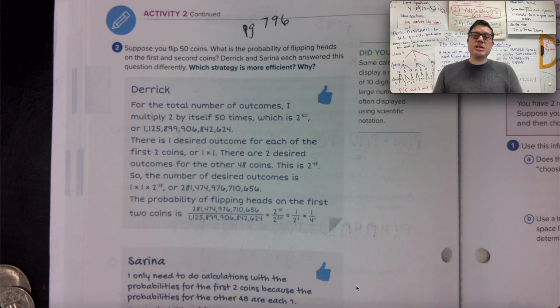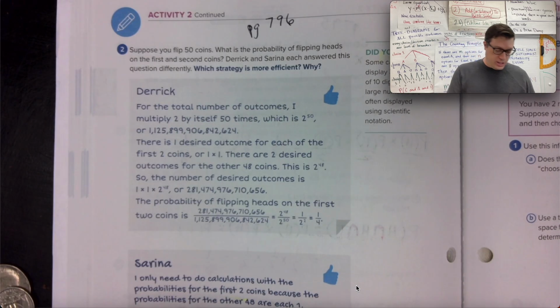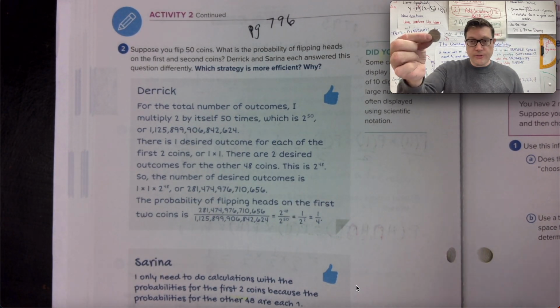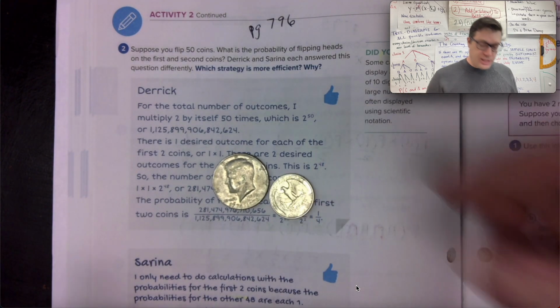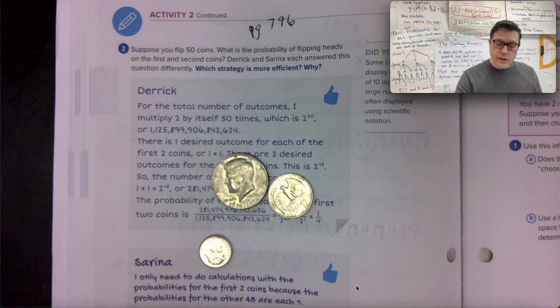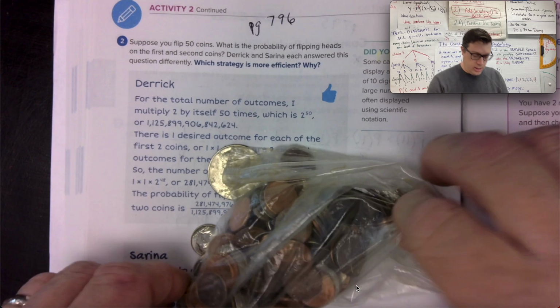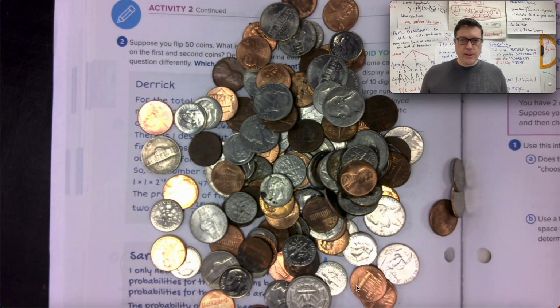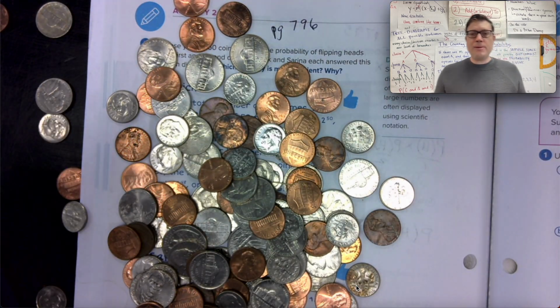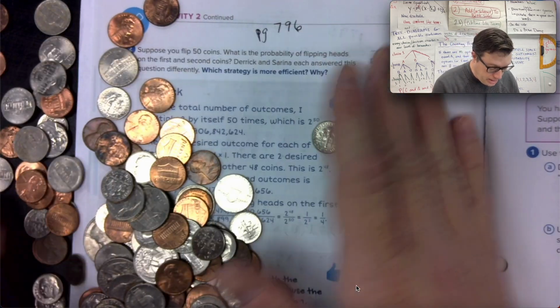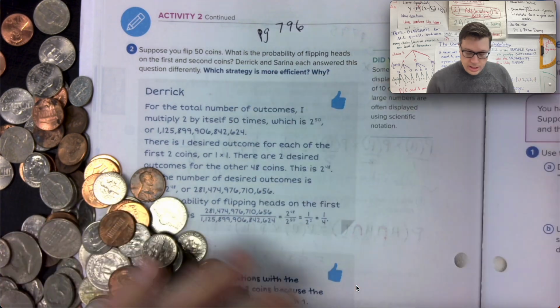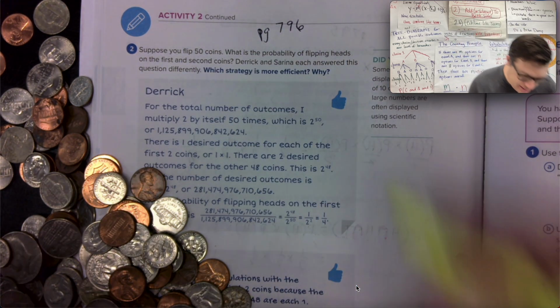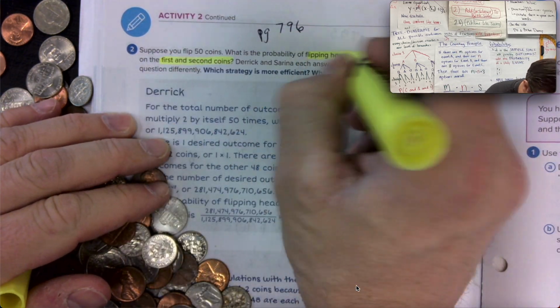On page 796, we are discussing what happened in the previous page where coins were flipped, and after they were flipped, we looked at their probabilities. This scenario talks about flipping 50 coins. Now, I'm not going to sit here and flip all these coins for you, but I wanted you to consider what would be the odds of flipping 50 coins and the first two coins show heads.